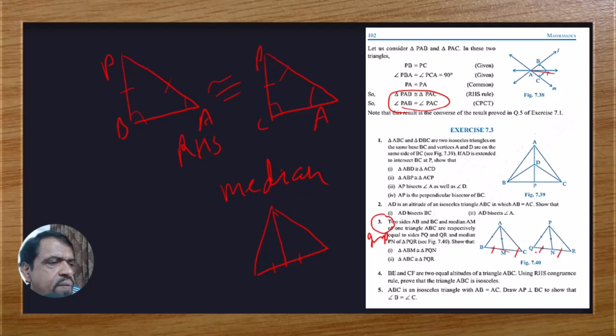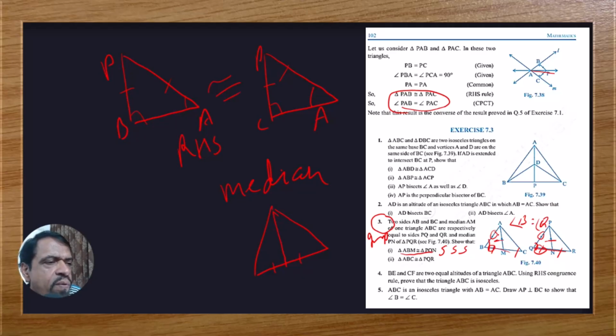Since this BC equals this QR, therefore this part BM equals QN, and this is already given equal, and this median is also equal. So these two triangles are congruent by SSS. Now what about this part, ABC and PQR? See, since these two triangles are congruent, by CPCT this angle B equals Q. B equals Q by CPCT of this part. These two triangles are congruent, smaller. So B and Q are parts of these triangles, so B and Q angles are equal.